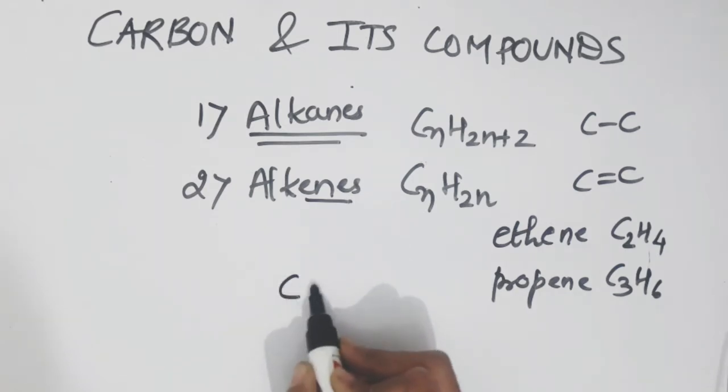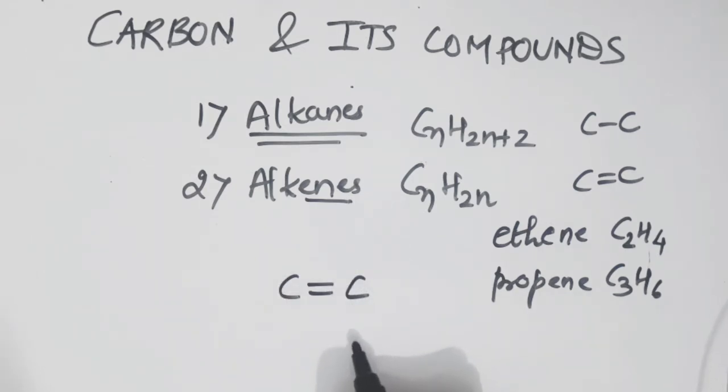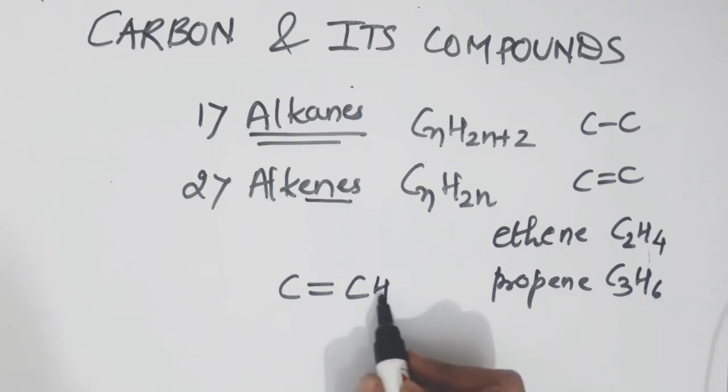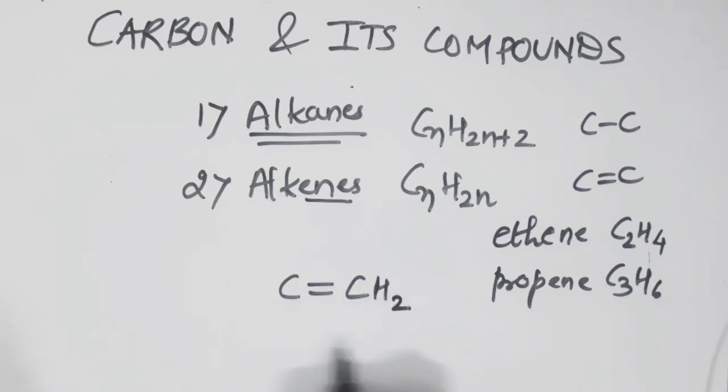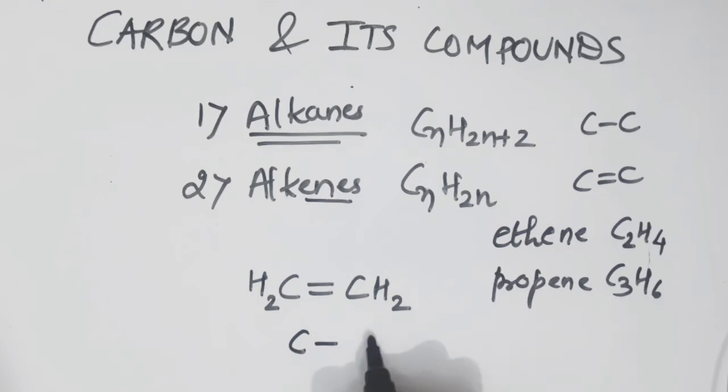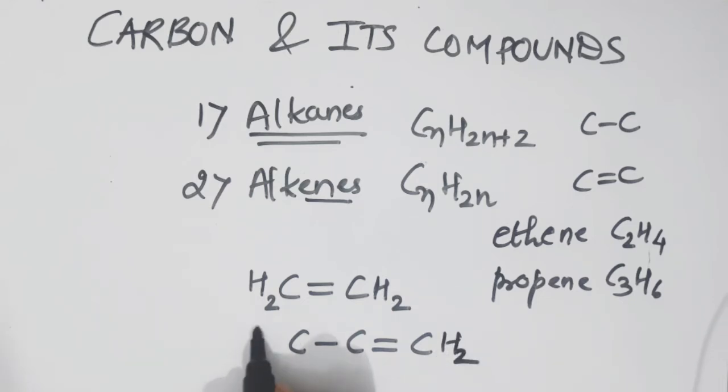Now to draw the structure you will have to draw a double bond. Then to put the hydrogen, here carbon has already completed 2 bonds, so you will have to add just 2 hydrogen. Similarly here also you will have to add just 2 hydrogen. Now in case of propene, you just have to draw a double bond between these carbon atoms. Now here you will have to add 2 hydrogens, here you will have to add 3 hydrogen, and in the center you will have to add only 1 hydrogen atom.